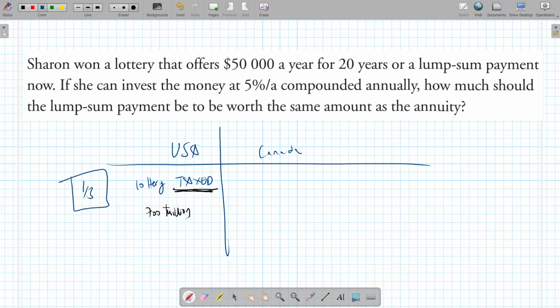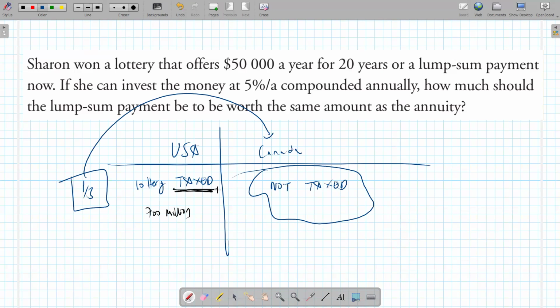But this is not the case in Canada. In Canada, they are not taxed. So if you win a lottery, it's better to win it in Canada because you don't have to pay any taxes. And when you do win a lottery, you have a choice on how you want to collect that amount.